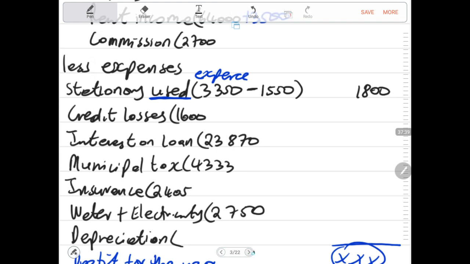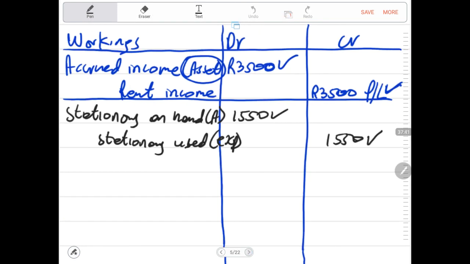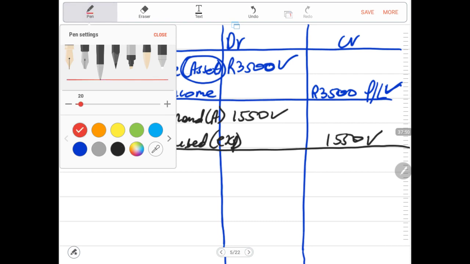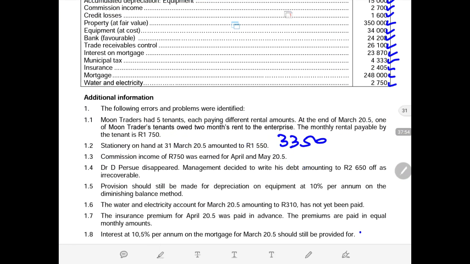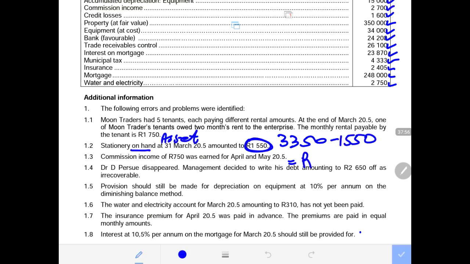So that means now we have recorded both the debit and the credit for the second adjustment, and we are done, never to come back to this one. Then we go to the third adjustment now. Adjustment number 3 is telling us that commission income of 750 was earned.